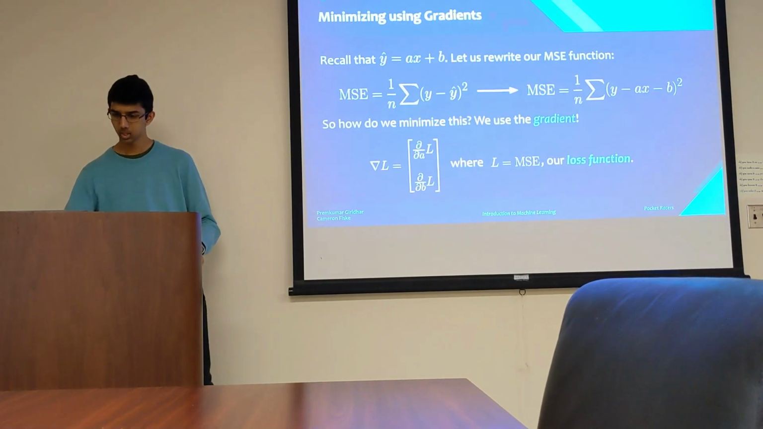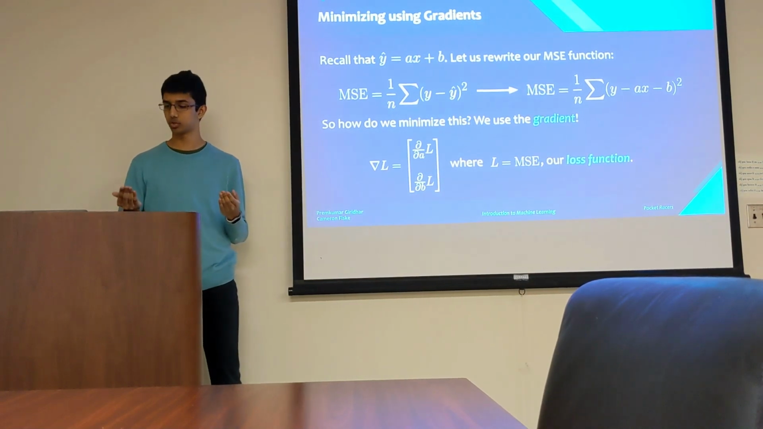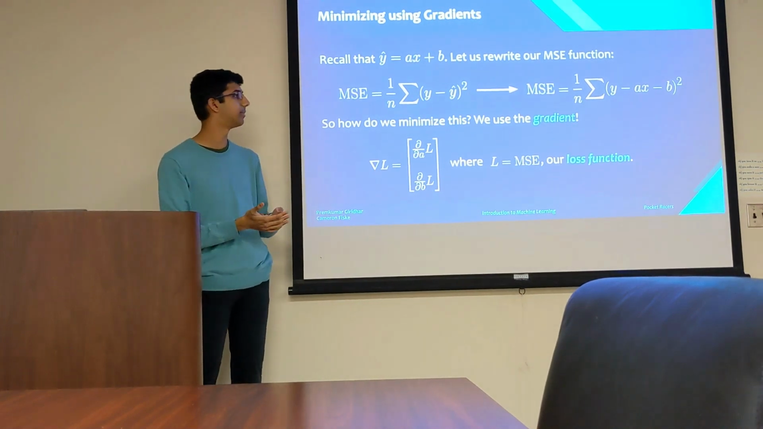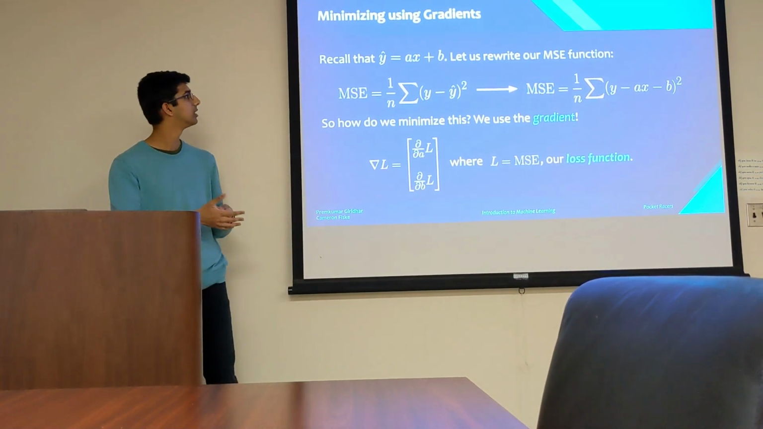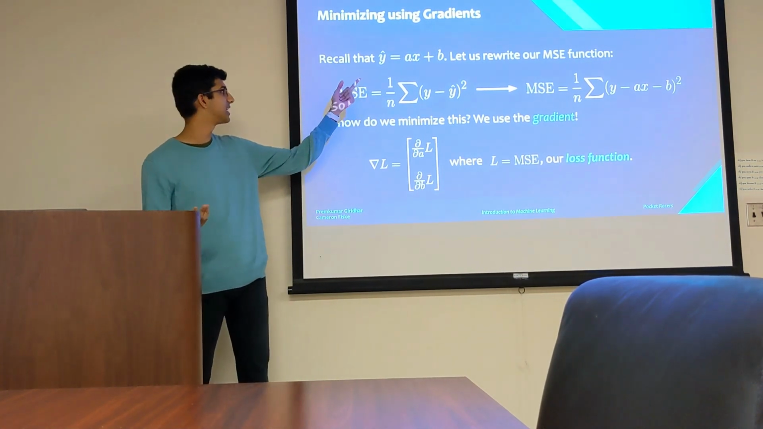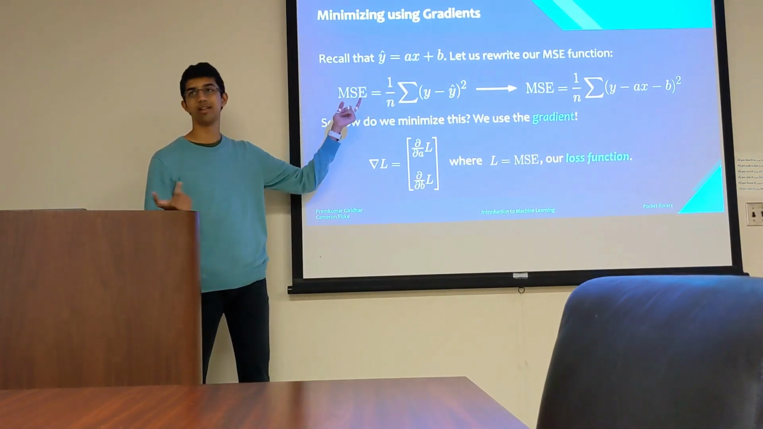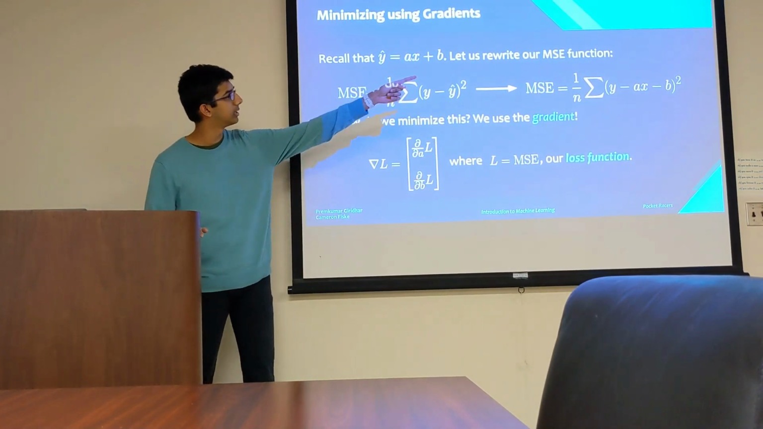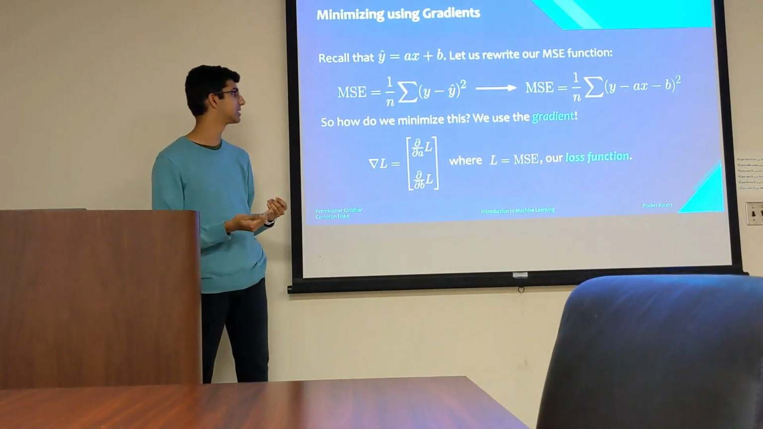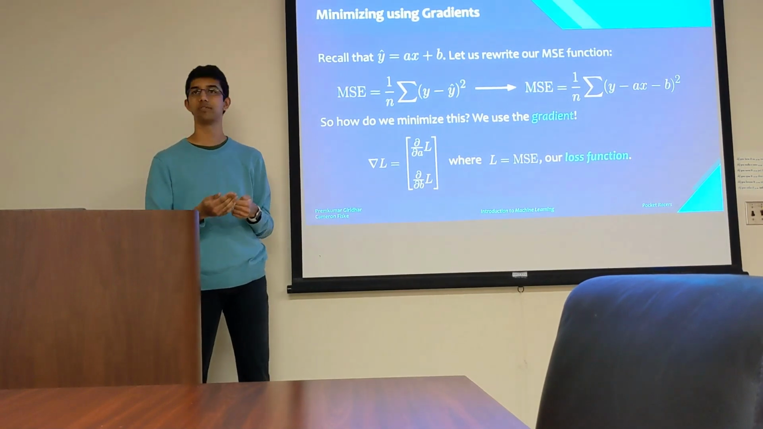So now we're going to start talking about gradient descent. This is the process by which we actually train our line, the process by which we reduce the error and the loss function. So our y hat, we can rewrite that as ax plus b, the formula for a line. So now we can substitute that into our mean squared error function. It looks like that. So in order to optimize this line to find the best possible line for the data, we need to find the best possible values of a and b.